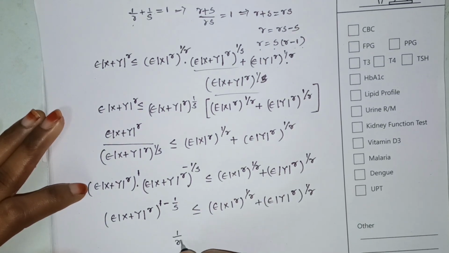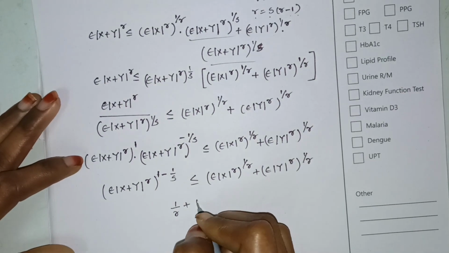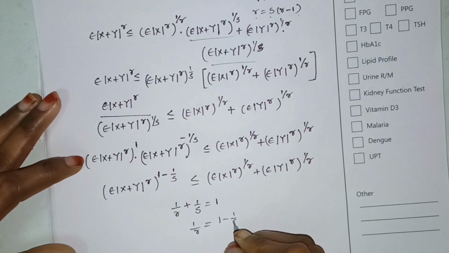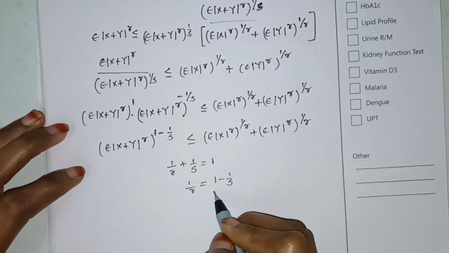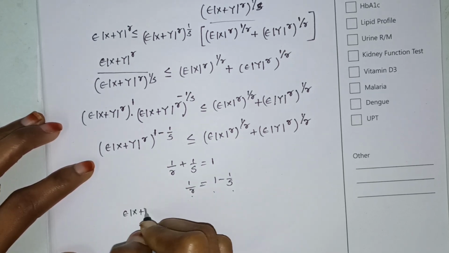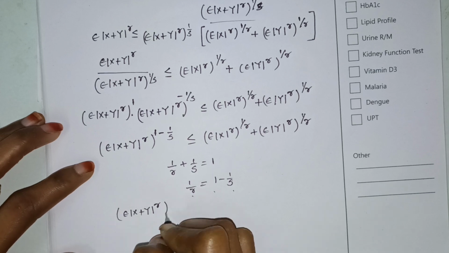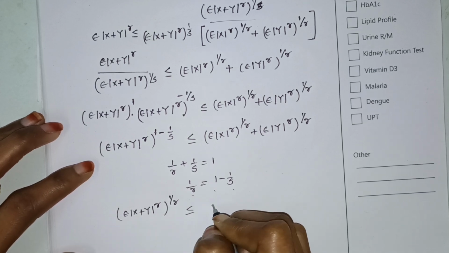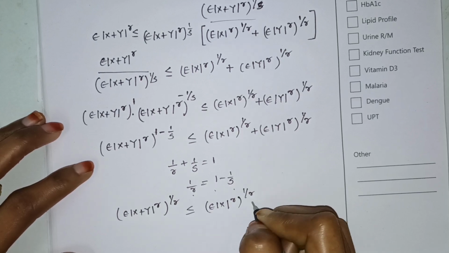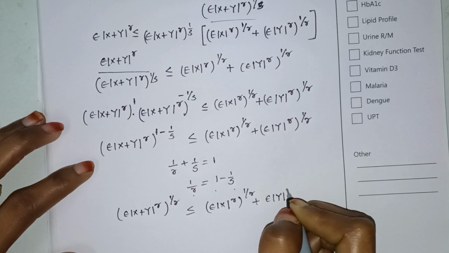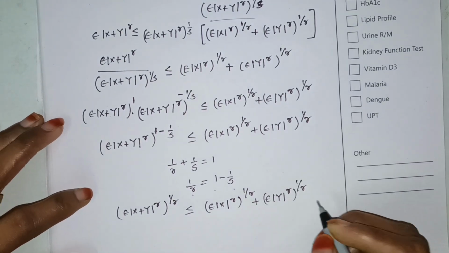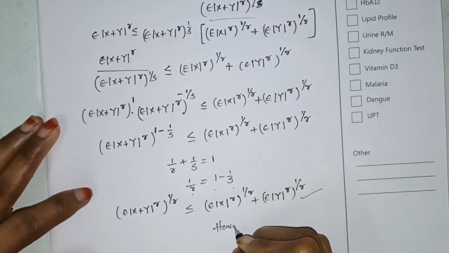And we know that 1 by r plus 1 by s is equal to 1. Therefore 1 by r is equal to 1 minus 1 by s. So therefore in the place of 1 minus 1 by s, I can substitute 1 by r. Therefore expectation of mod x plus y to the power of r whole to the power of 1 by r is less than or equal to expectation of mod x to the power of r whole to the power of 1 by r plus expectation of mod y to the power of r whole to the power of 1 by r. This is what we need to prove. Therefore, hence proved.